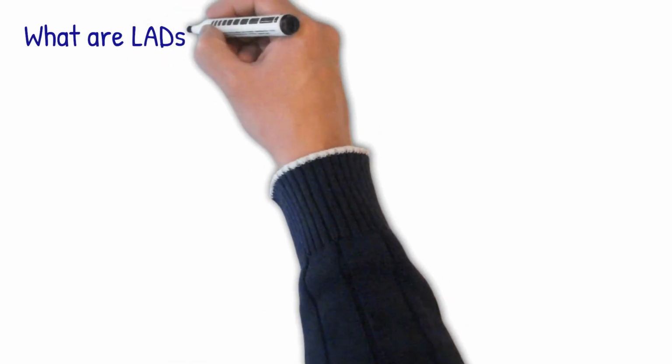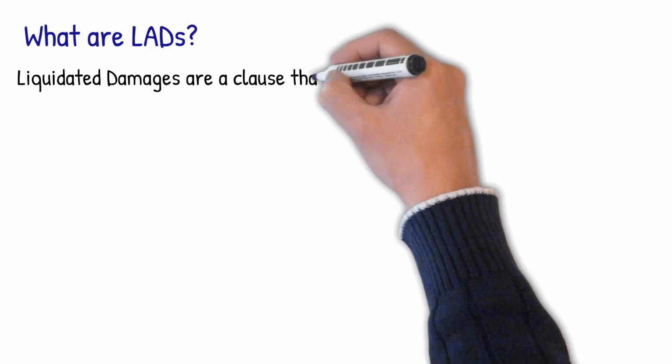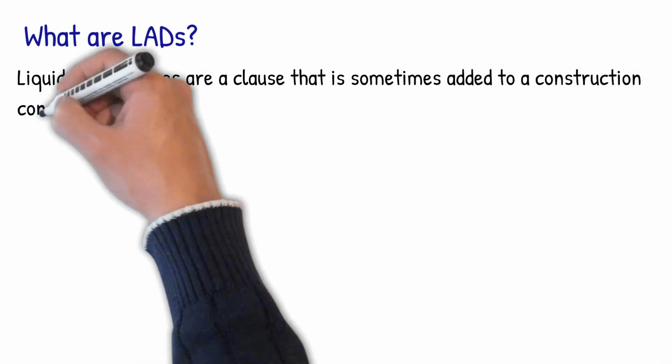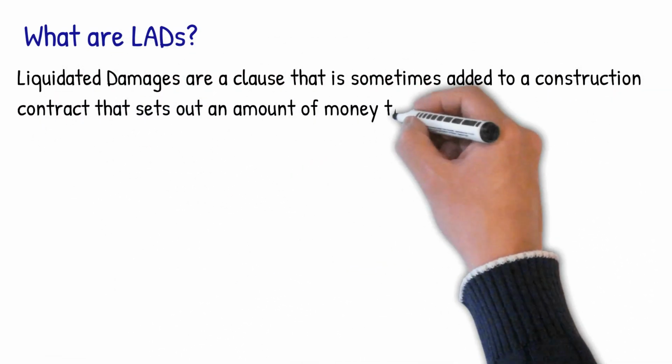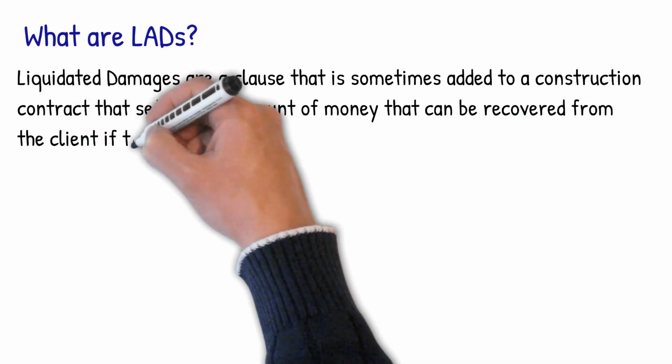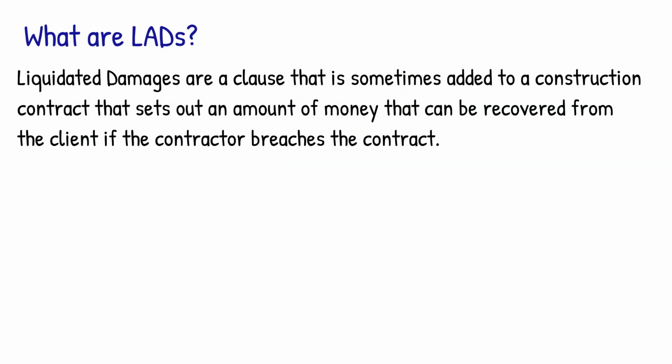So, what are liquidated damages? Simply put, liquidated damages are a clause that is sometimes added to a construction contract that sets out an amount of money that can be recovered from the client if the contractor breaches the contract. Within construction, liquidated damages generally relates to time, i.e. the contractor not finishing the project by an agreed date. The liquidated damages are often calculated like this.